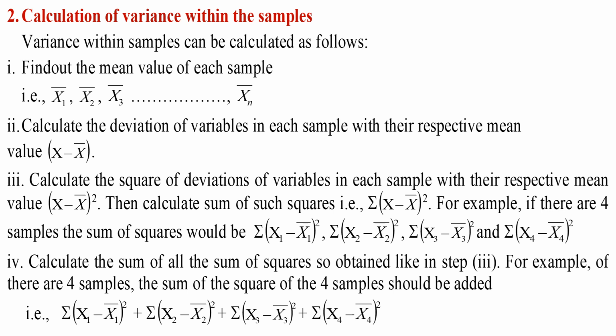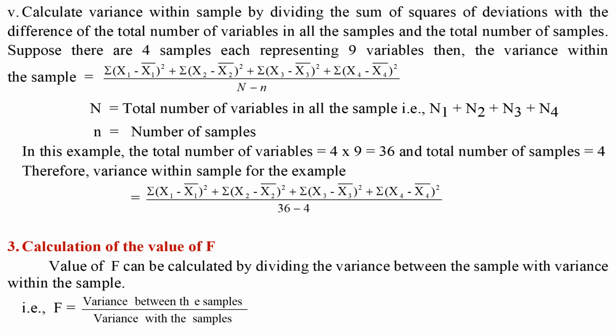4. Calculate the sum of all the sums of squares so obtained in step 3. For example, if there are 4 samples, the sum of squares of the 4 samples should be added. 5. Calculate variance within samples by dividing the sum of squares of deviations by the difference of the total number of variables in all the samples and the total number of samples.